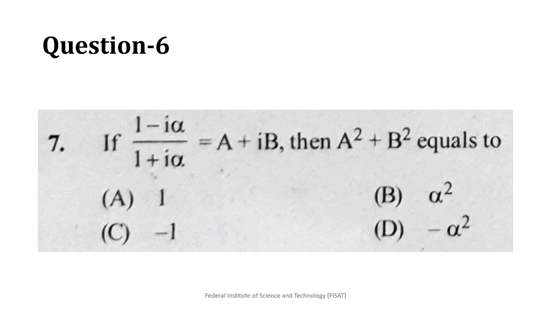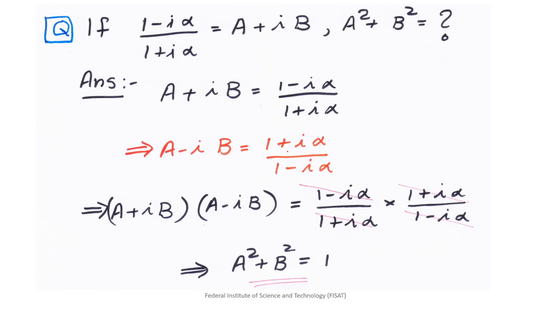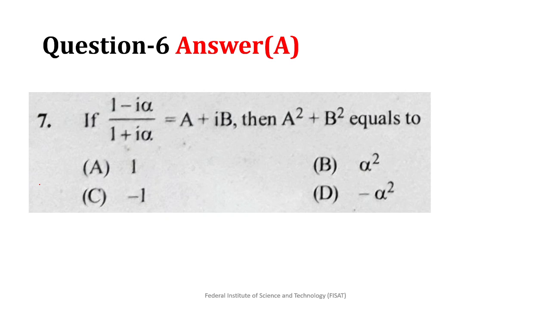Here (1 minus i alpha) by (1 plus i alpha) equal to a plus ib. We have to find out a square plus b square. Normally in case of a fraction we multiply it with the conjugate, but if we multiply it with the conjugate here, it will become complicated and we have to find out only a square plus b square. So the immediate solution is you can find out a minus ib, which will be (1 plus i alpha) by (1 minus i alpha). Then you multiply both, and you will be obtaining a square plus b square. However, all the terms get cancelled and the answer is 1.